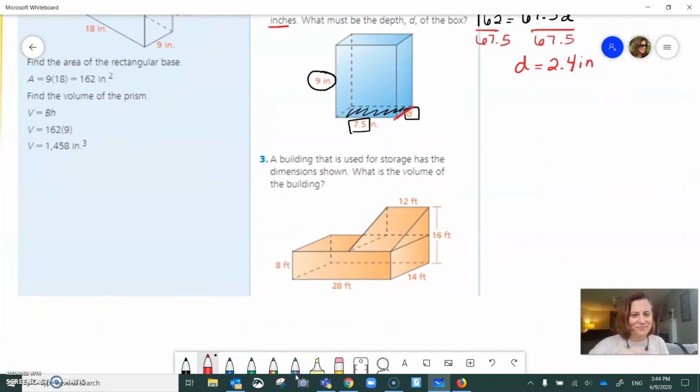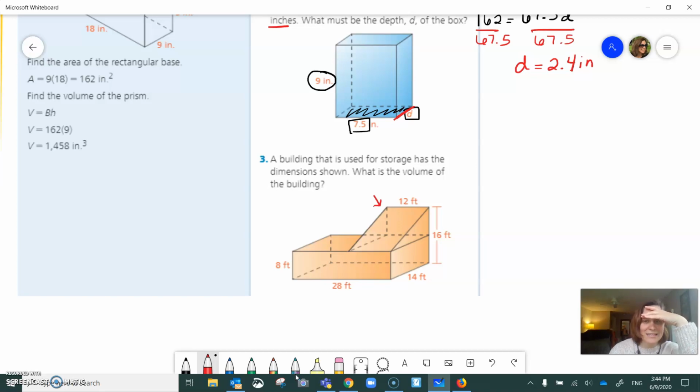Last question. Ooh, okay. A building that is used for storage has these dimensions. What is the volume of the building? Ooh, okay. All right. So we're going to take this composite figure and we're going to split it up into a bunch of parts. Let's do the hard part first.